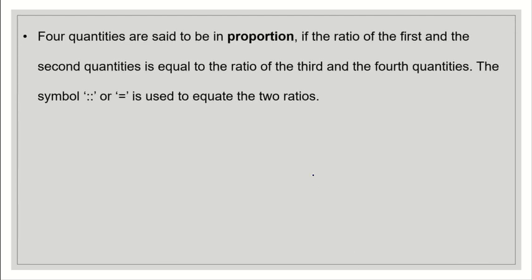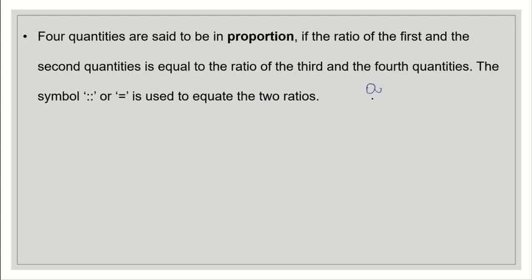Four quantities are said to be in proportion if the ratio of the first and second quantities is equal to the ratio of the third and fourth quantities. Normally the symbol to express proportion is these four dots, or instead of those four dots we say proportional. Instead of that we can use equal also.